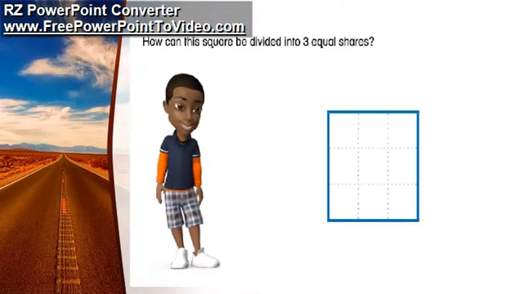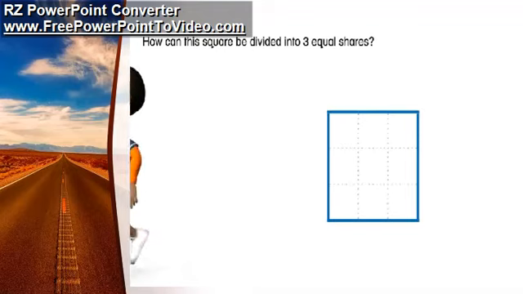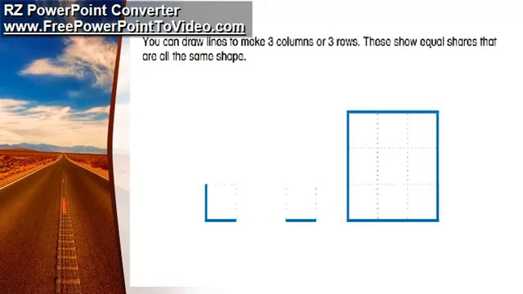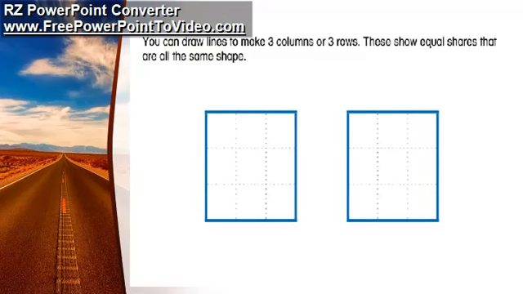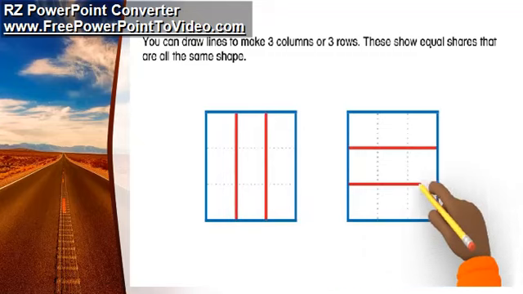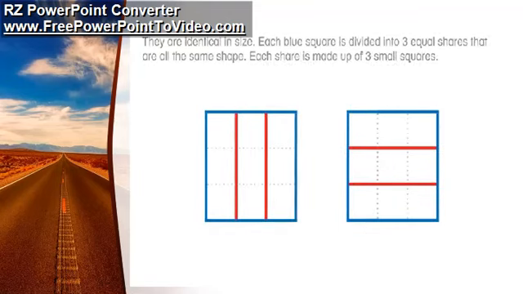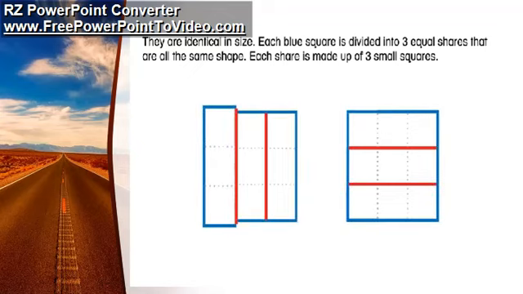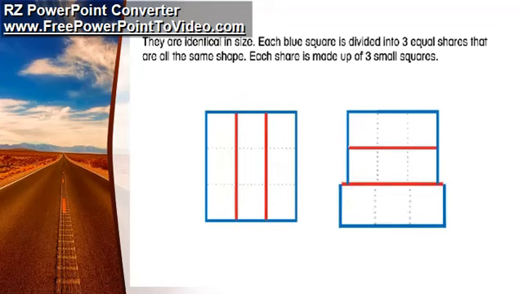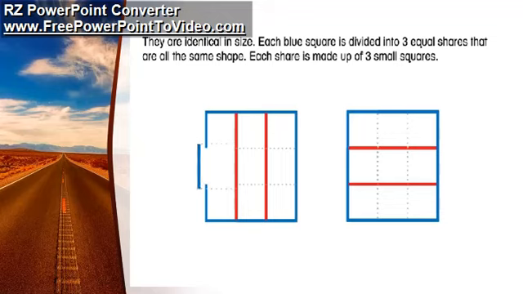How can this square be divided into 3 equal shares? You can use smaller squares to help. You can draw lines to make 3 columns or 3 rows. These show equal shares that are all the same shape. How are these 2 blue squares alike? They are identical in size. Each blue square is divided into 3 equal shares that are all the same shape. Each share is made up of 3 small squares.